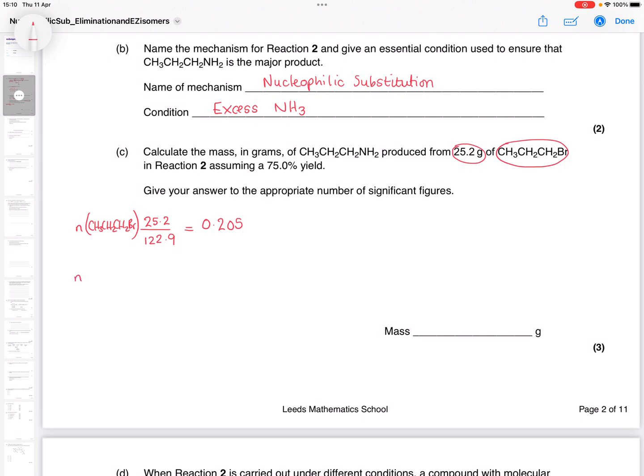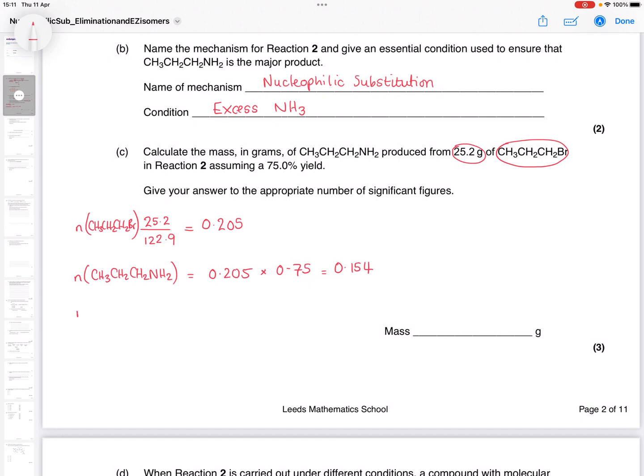So if we had 100% conversion, then the number of moles of the propylamine that you'd expect to get would be 0.205. However, we've only got a 75% yield, so the number of moles we've actually made is 0.205 multiplied by 0.75, and that is equal to 0.154 moles.